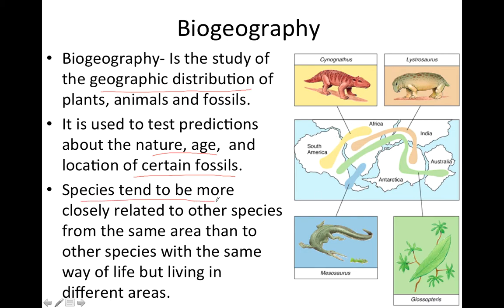Species tend to be more closely related to other species in the same area than to ones that live far away. For example, in South America, if you have a species of bird, you won't find the same exact species of bird in Australia, because species that are closely related are usually in the same area. This is kind of showing that this South America, Africa region used to be together.